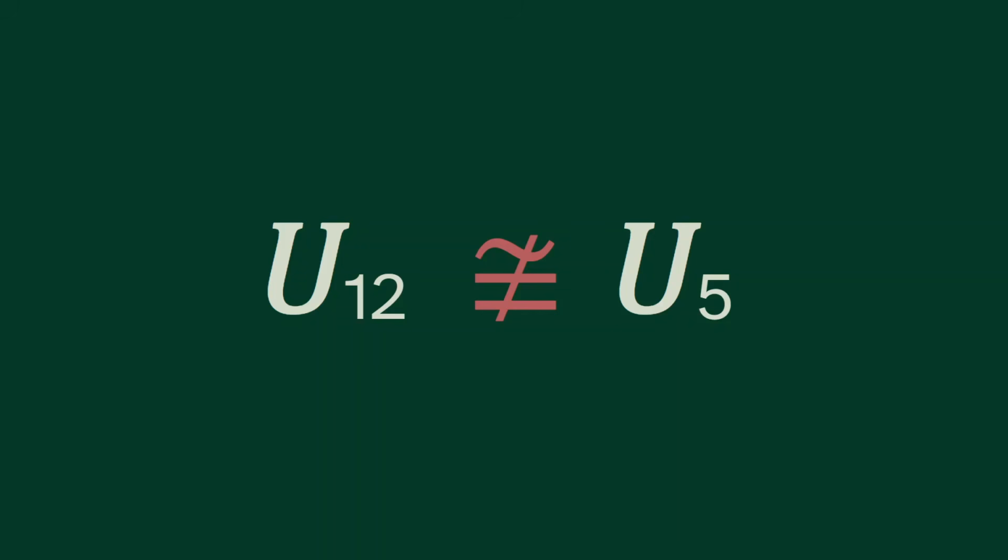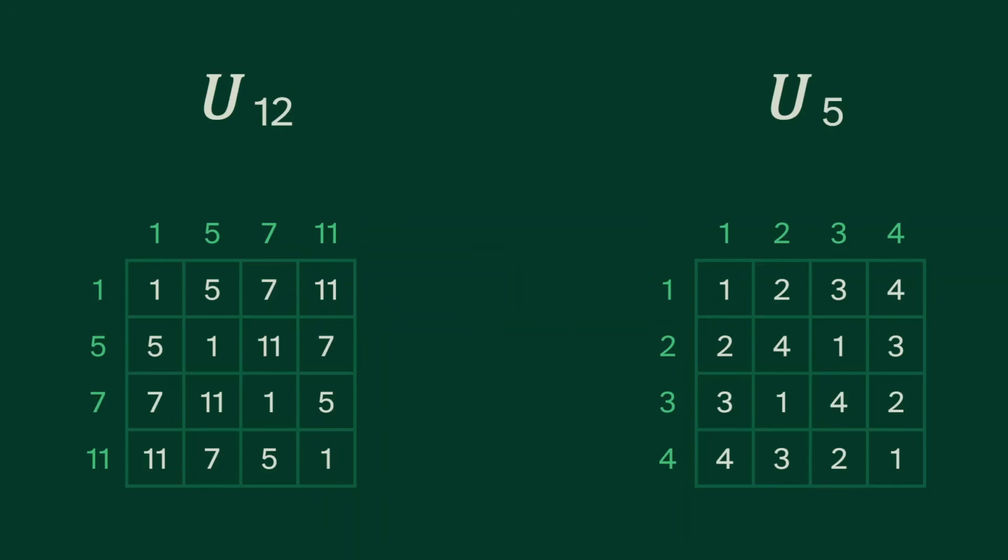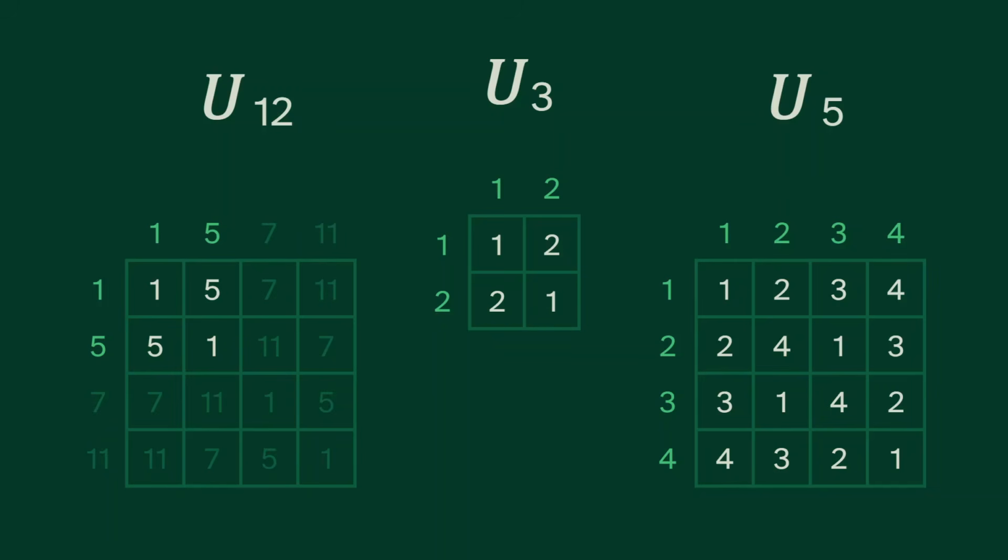But they're not completely different. Let's now introduce the units mod 3. There are only 2 units. We just get a 2x2 multiplication table. And we can kind of embed that structure into the units mod 12 if we ignore 7 and 11. By using just 1 and 5, we get the same structure as U3. So U3 is a subgroup of U12. It's not a true subgroup, but it's isomorphic to a subgroup, so I will use that terminology for the rest of the video.